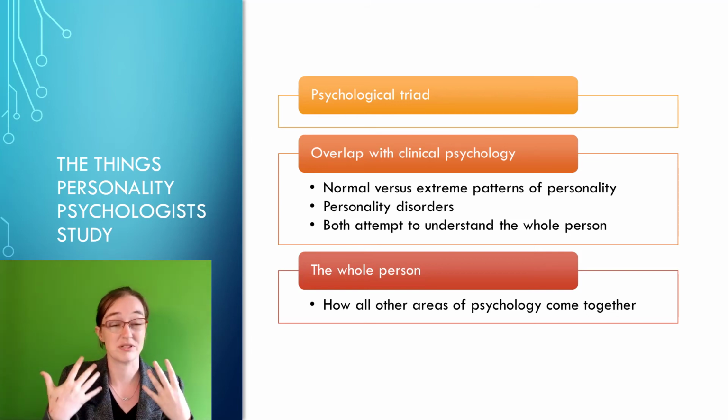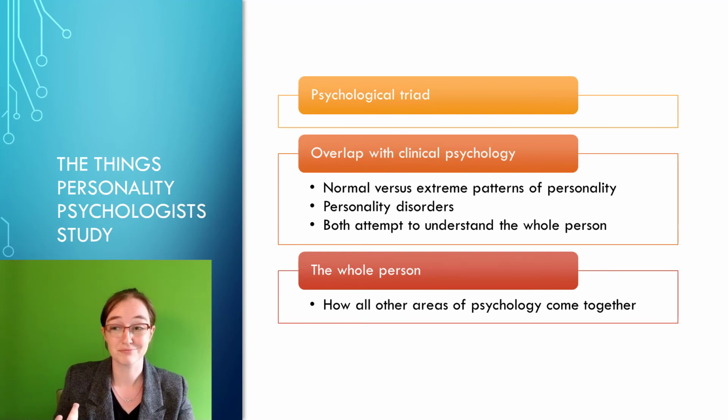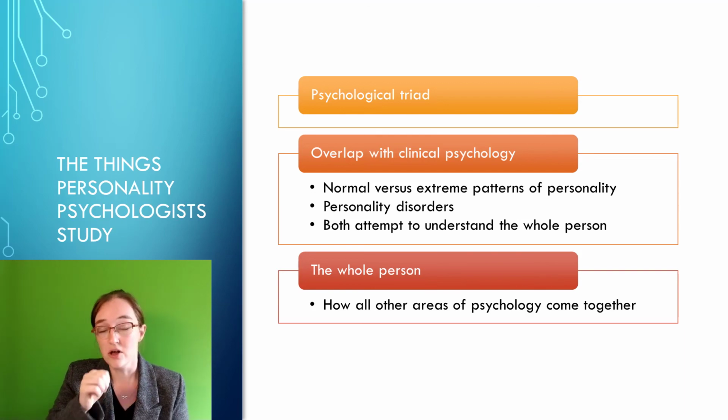They both cover personality disorders, and they both try to understand the whole person. The general fundamental difference, besides that clinical psychologists can practice and take patients, is that they both try to understand the whole person. And that's the heart of what personality psychology is all about. It brings all these other areas of psychology together, especially social, cognitive, developmental, clinical, and biological. Its goal is to create a cohesive picture.